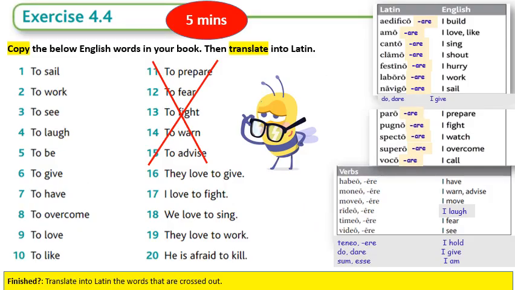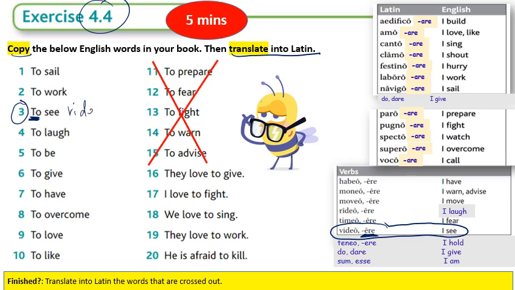Okay, well done. Now you have another 5 minutes to do exercise 4.4, in which you need to copy the words below in your book and then translate them into Latin. Let me do number 3 for you. You see, I see in Latin is video, and it has two. So I need to write the infinitive. As we said, the infinitive is the second principal part, which ends in re. So the word to see in Latin would be videre.